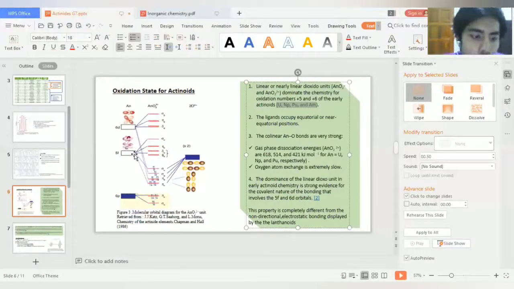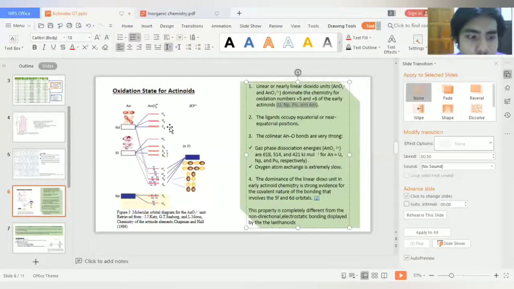The trans geometry, for example the D∞h symmetry, maximizes sigma bonding by combining the oxygen 2p sigma orbital with an actinoid 6d orbital, and a hybrid formed by mixing 5f with the semicore 6p orbital, which is of u symmetry. This is u and this is g. The bonding does use both symmetric g and antisymmetric u sigma orbitals.